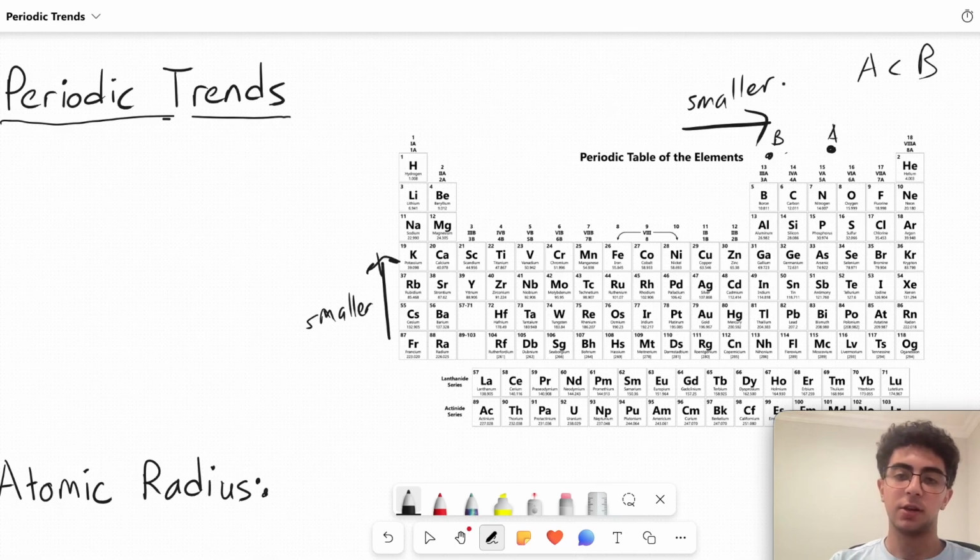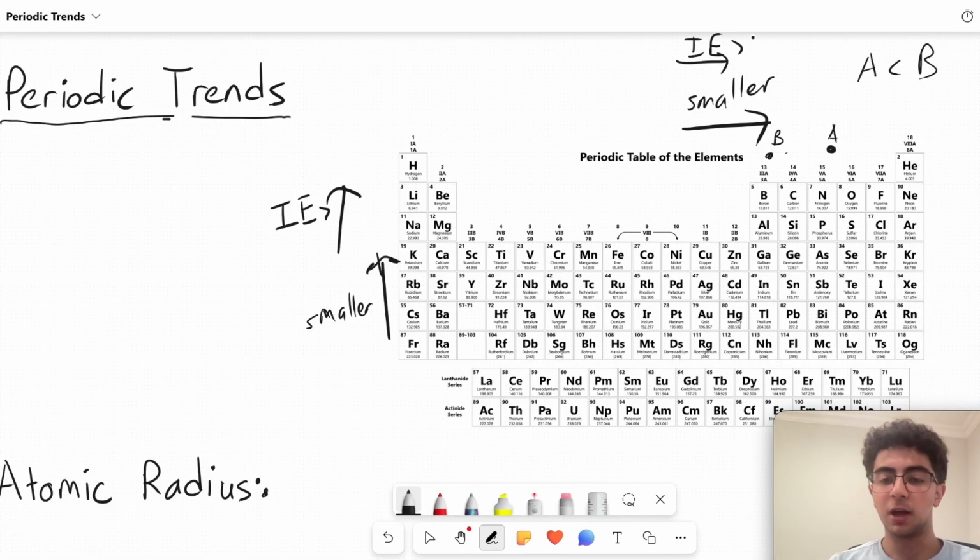So that means if smaller is up and to the right, that means ionization energy gets larger as you go up and to the right. Because smaller things have higher ionization energy. It's harder to take an electron off something that's small and everything's inwardly attracted.